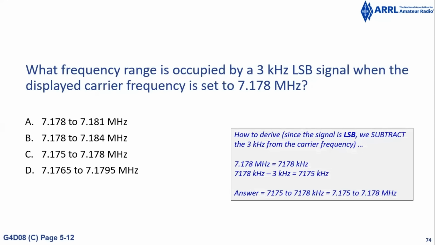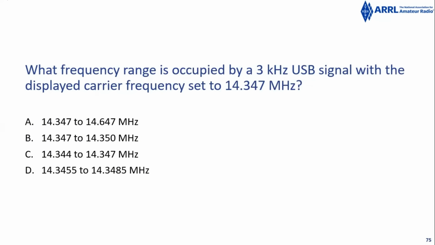Let's see, it tells us how to do it here. We subtract 3 kilohertz from that, and we get 7.175. All right. What frequency range is occupied by a 3 kilohertz signal displayed with the upper sideband signal now? So we're going to add. So 3.347 to 3.35 would be B, because we're adding 3 kilohertz to it.